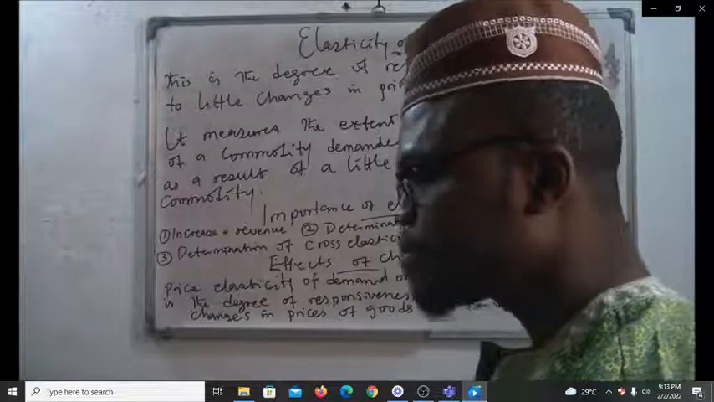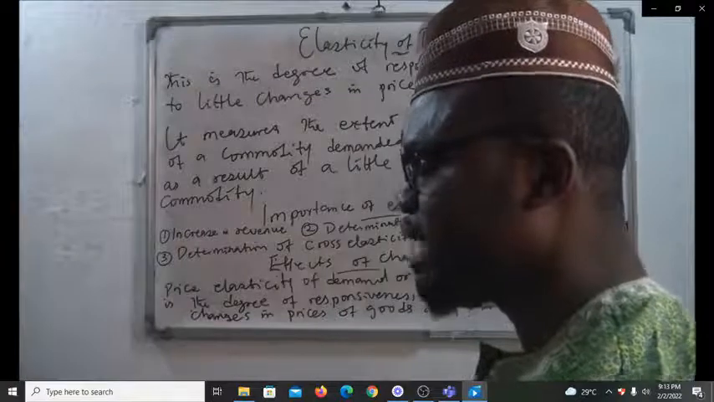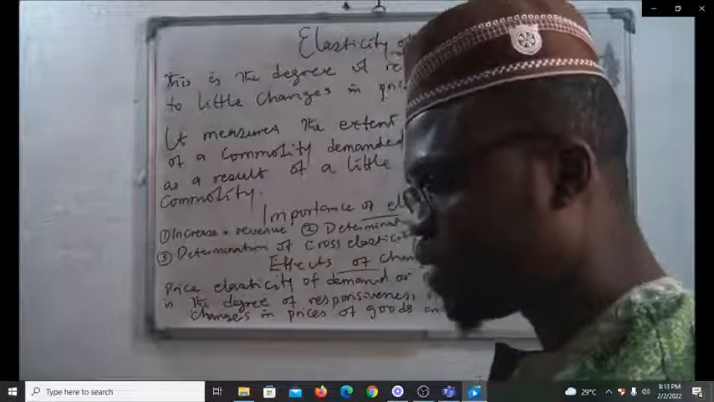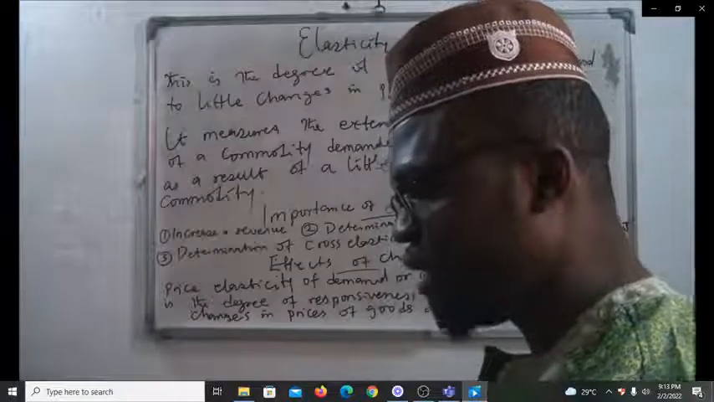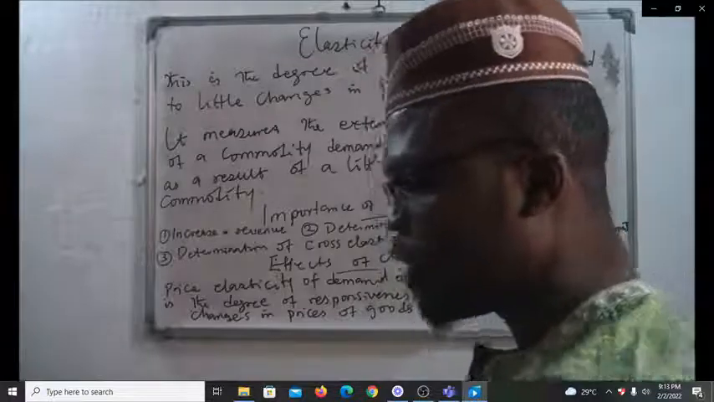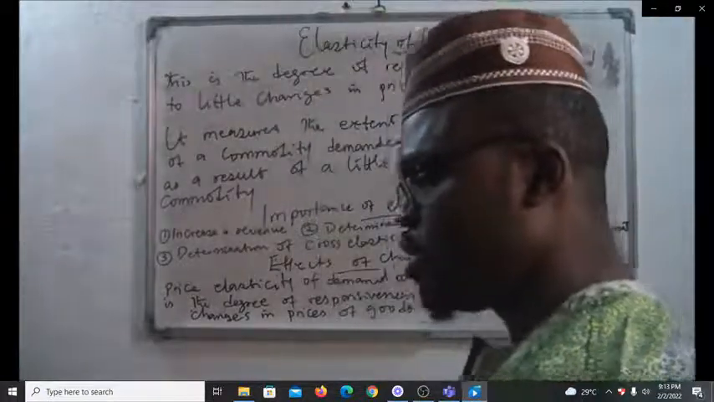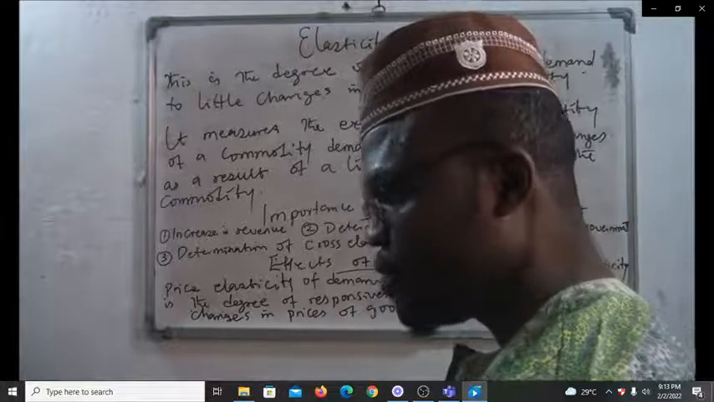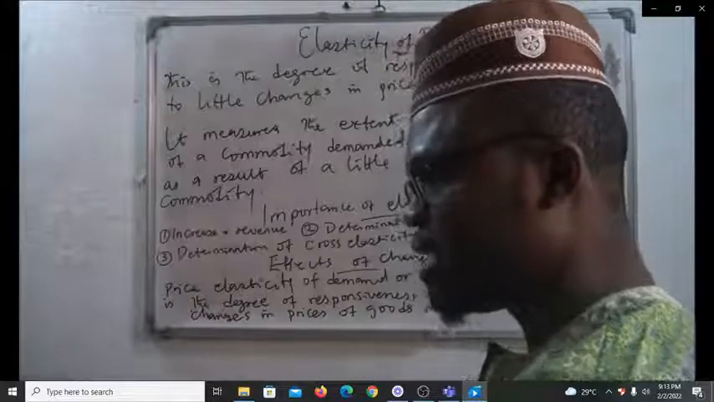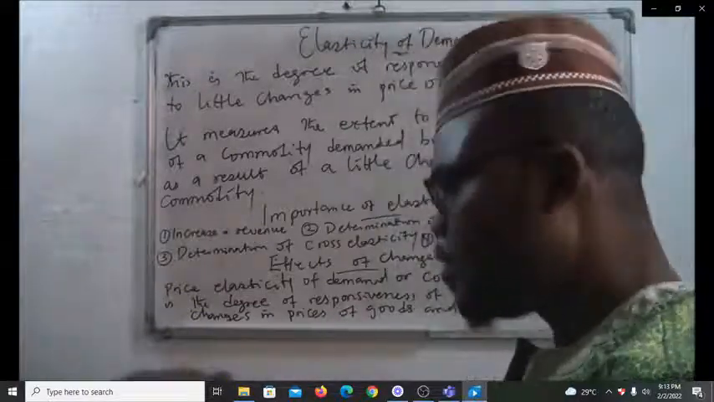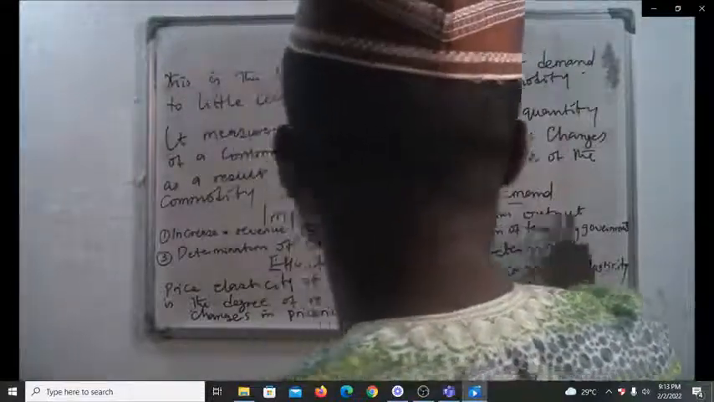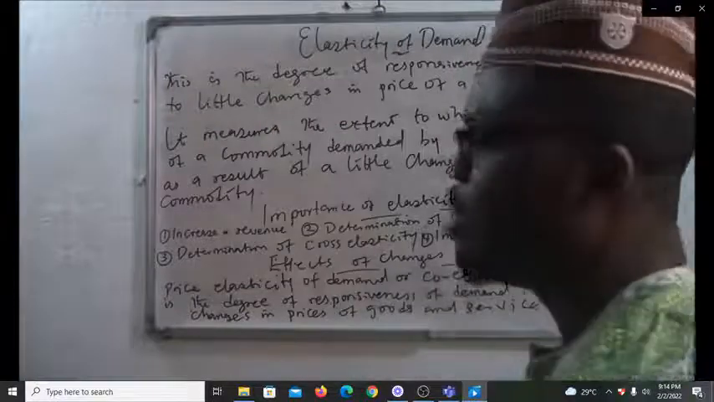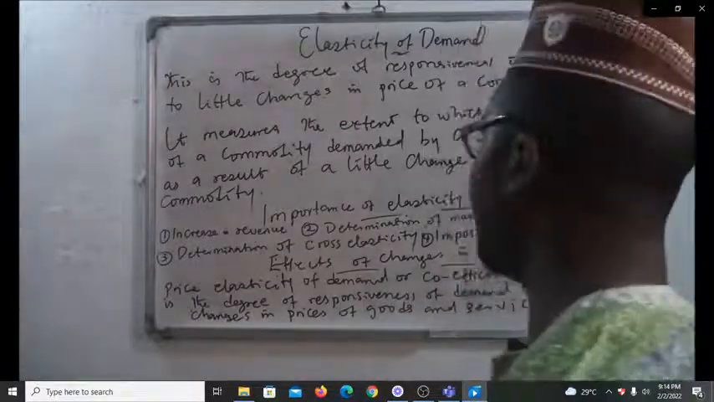Is that clear? But when you're dealing in business that has competitive demand, that has substitute, you have to be very careful how you increase your price. You understand? Because once you increase your price too much, your competitor will reduce his own price and sell more than you, isn't it? So you have to be careful how you increase your price. Determination of maximum output. The knowledge of elasticity of demand will help you to determine your maximum output at every given time.